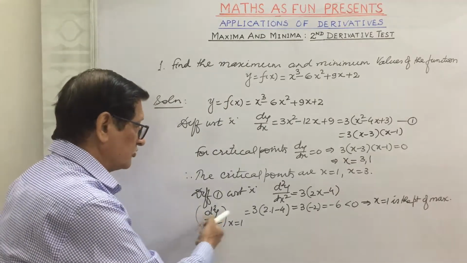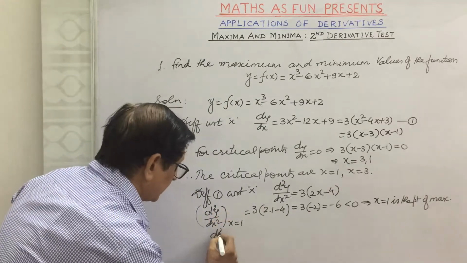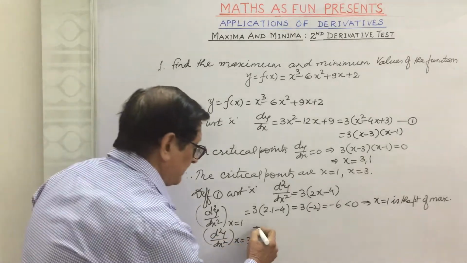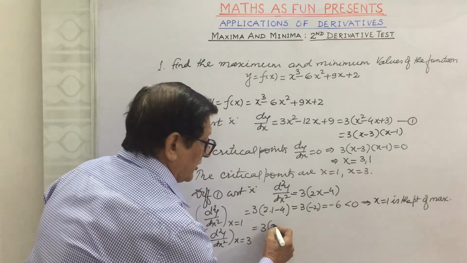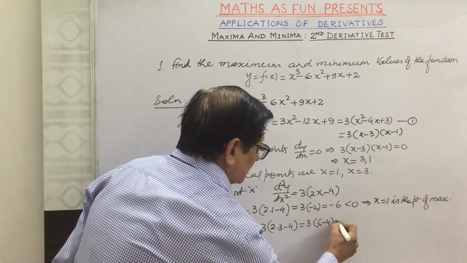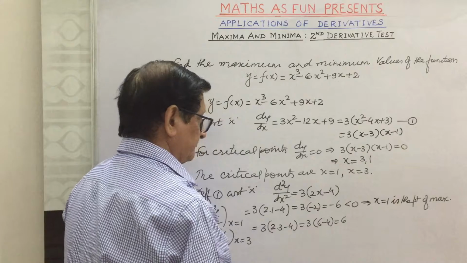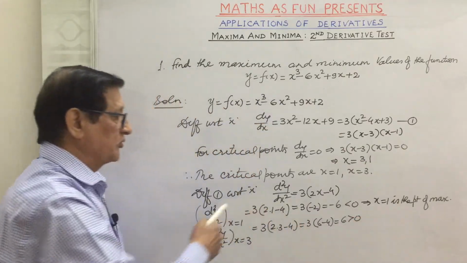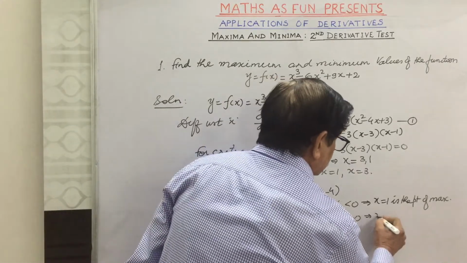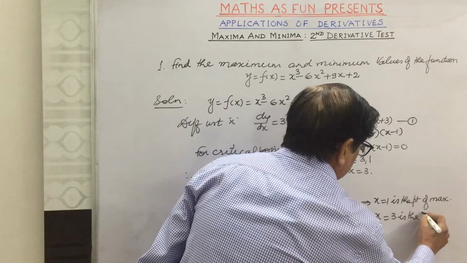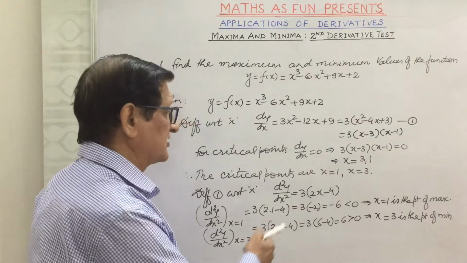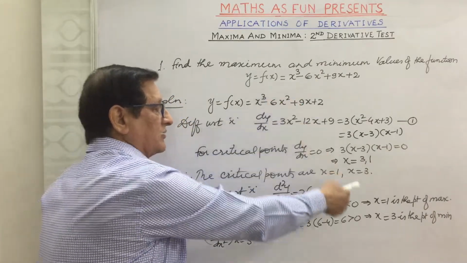Now we will find the value of d2y by dx square at x is equal to 3. d2y by dx square at x is equal to 3 will be 3 into 2 into 3 minus 4, that is 3 into 6 minus 4, it is 6, which is greater than 0. This is positive. And if it is positive, we can say x is equal to 3 is the point of minima. Now we will find out the maximum and minimum values of the function at these points.